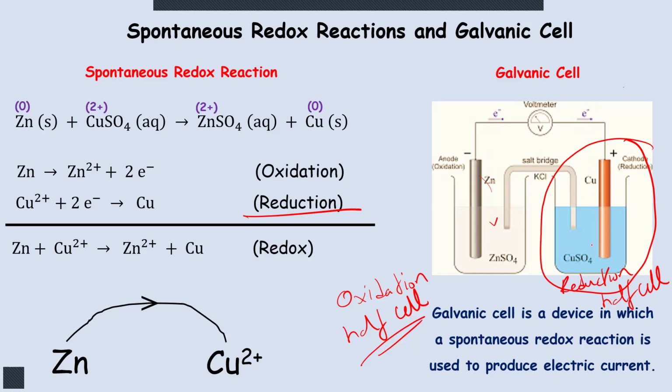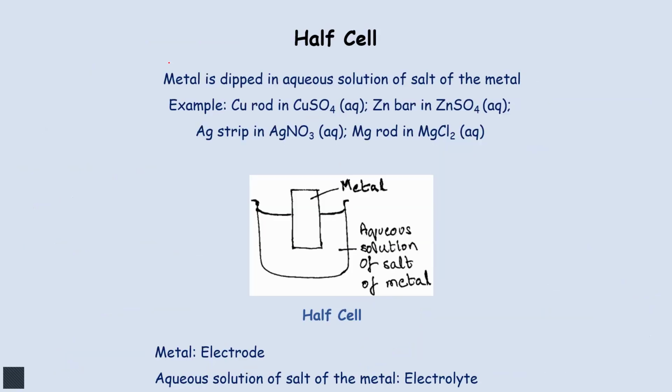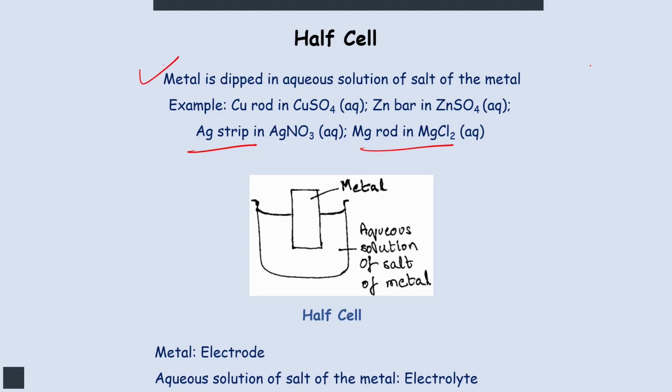So now what is a half cell? A metal rod, metal strip or metal bar dipped in an aqueous solution of its salt is called a half cell. For example, a silver strip in silver nitrate solution will be a silver half cell. A magnesium rod in magnesium chloride solution will be a magnesium half cell. In the half cell, the metal rod that has been dipped in the solution is referred to as the electrode.